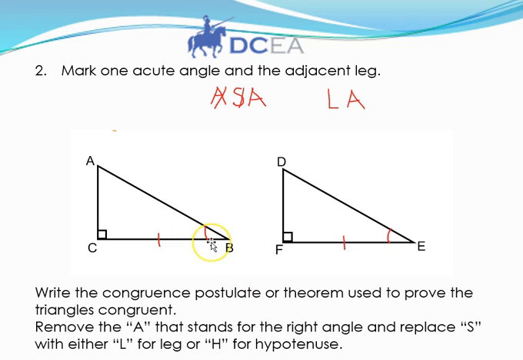Now in the second set of triangles, these triangles can be proved congruent by angle, side, angle. So if we're looking at angle B, side BC, and then the right angle, or in the opposite direction, it doesn't matter. So angle, side, angle, and it tells us to remove the A from the right angle and the S from the side, and we'll have the acute angle left, and we'll replace the S with L, and ASA now becomes LA.